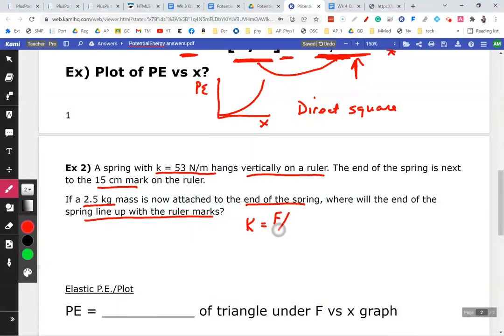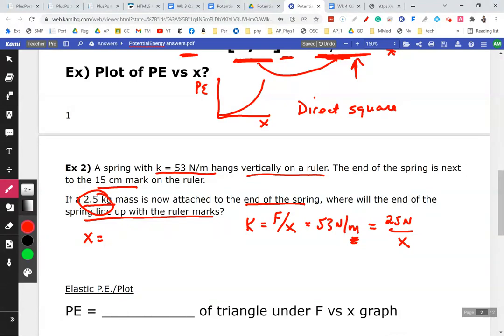K equals F over X. The spring constant is the ratio of the force to the stretch. We are told the spring constant is 53 newtons per meter. And the force is, well, I'm going to multiply this by 10, 25 newtons. And the stretch is what we don't know. And when you solve for this, you get a stretch. Now, we're going to get a stretch in meters because that's what the spring constant is. I'm going to look at my key here, because I've done the calculations already.